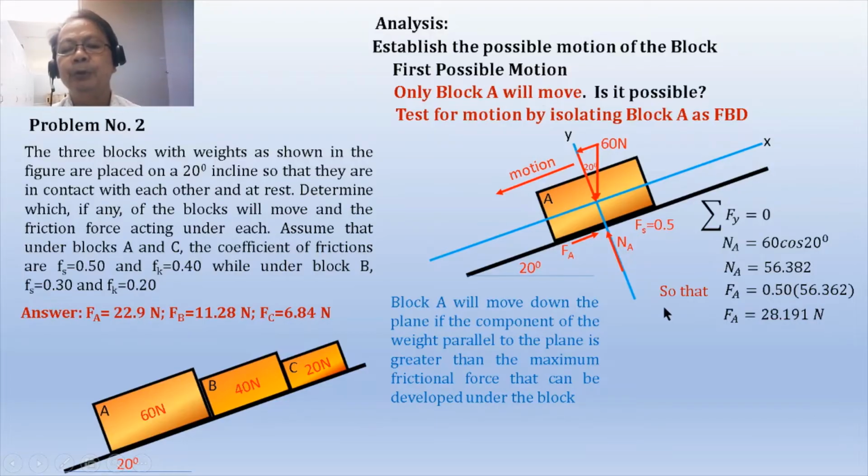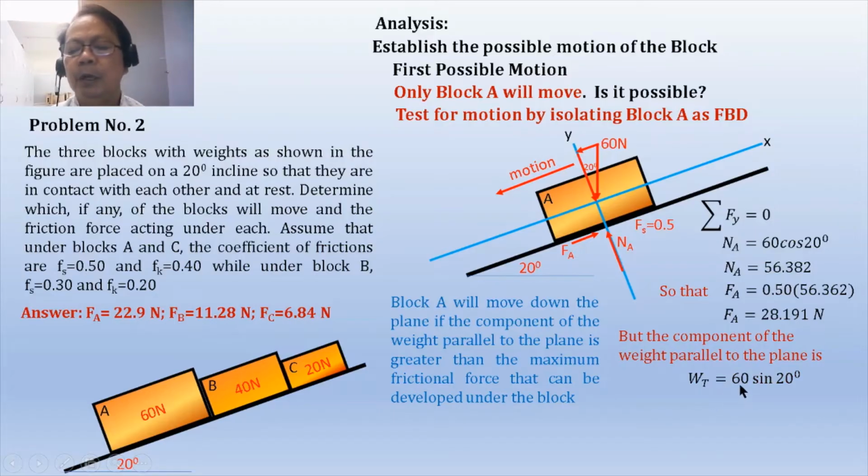So let us try to compute this component of the weight. The component of the weight parallel to the plane is computed as W sub T, and that is equal to 60 multiplied by sine of 20. Substituting and computing, this component is equal to 20.521 Newton. Let us compare: this component of the weight, which is 20.521, is less than 28.198. Ang ibig sabihin nito, malaki yung possible na frictional force na ma-develop.